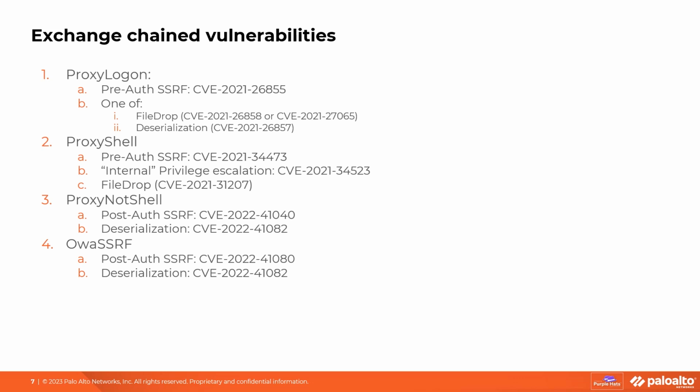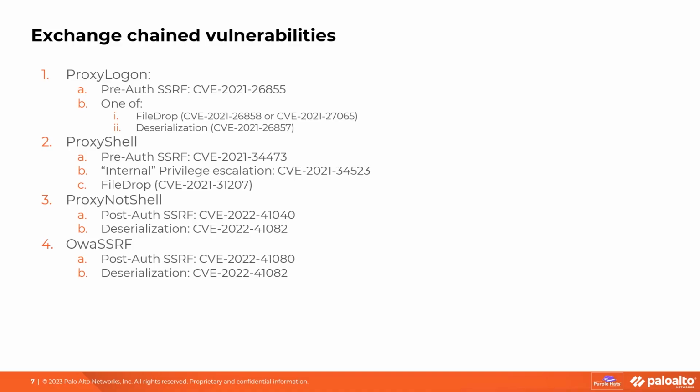Then the next one is ProxyNotShell, which was very similar to ProxyShell, but it's not ProxyShell. This is where the name comes from. Again, it's a post-authentication SSRF. In this case, the attacker already needed to have some credentials for the network, and it couldn't just get to your network or your server unauthenticated and exploit it. And then there is another deserialization vulnerability, which allows you to execute code.